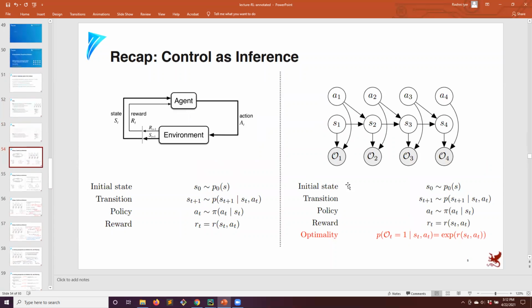So again, this is how we are defining the various different terms here. This is the initial state, s. This is the transition dynamics. This is the policy, the reward function, and then lastly, the idea of optimality, where if we have trajectories with higher rewards, we upweight those.